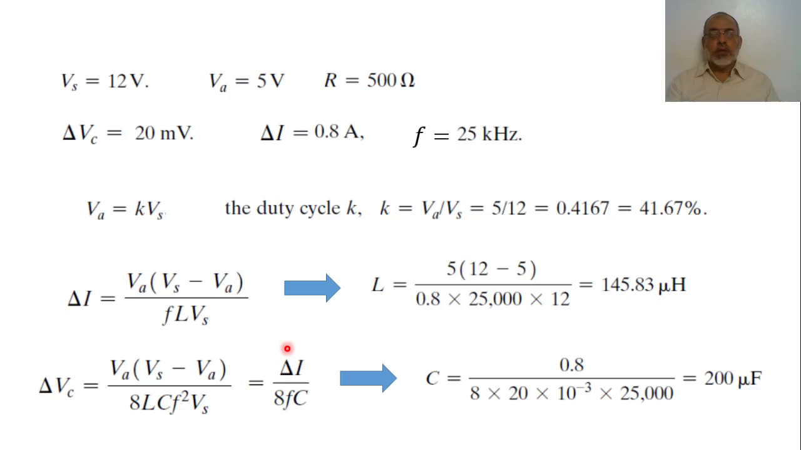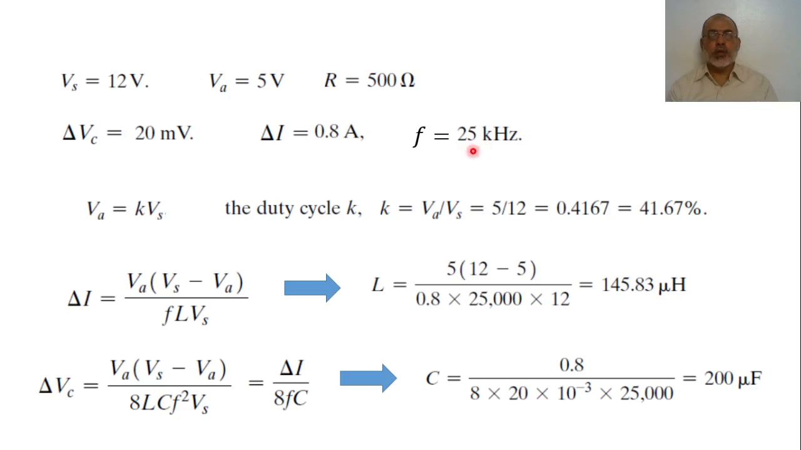At the beginning, we say that the givens are Vs is 12 volts, Va is 5 volts, R is 500 ohms, delta Vc is 20 millivolts, delta I is 0.8 amperes, and the frequency is 25 kilohertz.